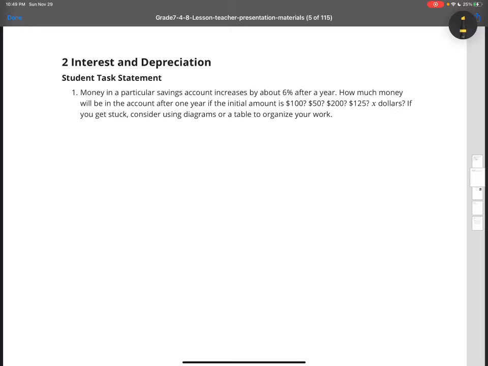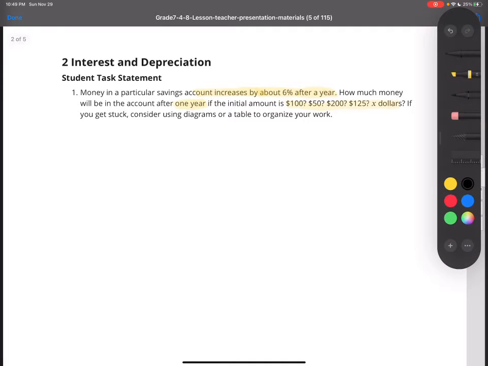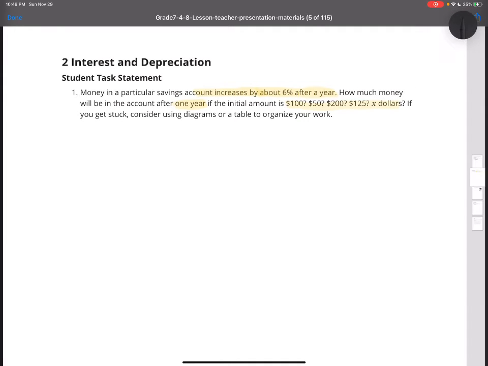Okay, so we need to do some quick lesson annotations, which is it increases by 6% after a year. And this is 1 year and it wants us to do these amounts. So we need to understand that this is a percent increase problem. So I'm going to write that right here. This is a percent increase.